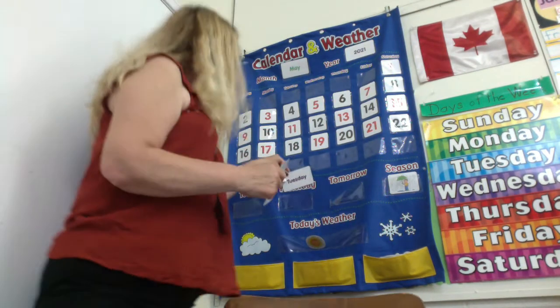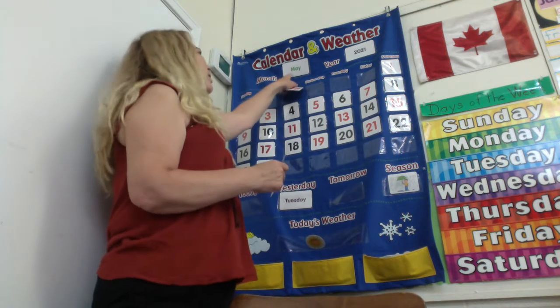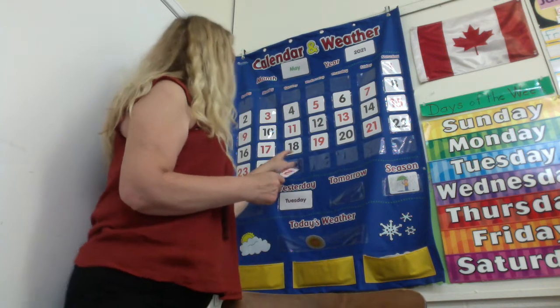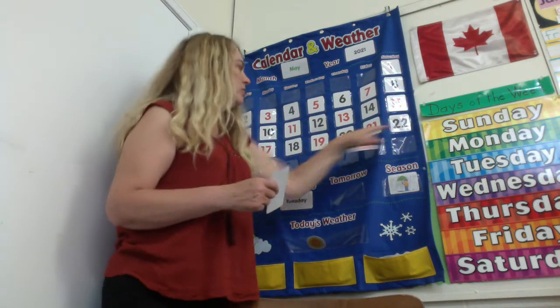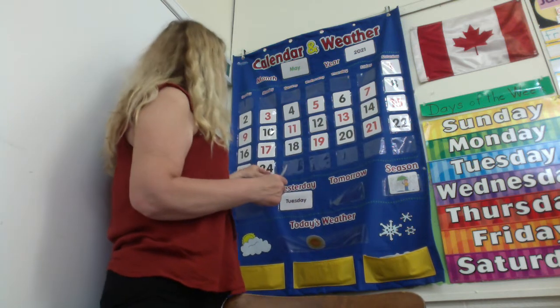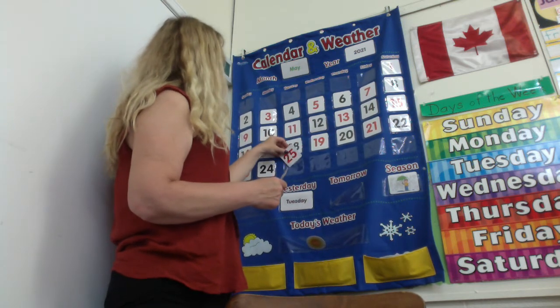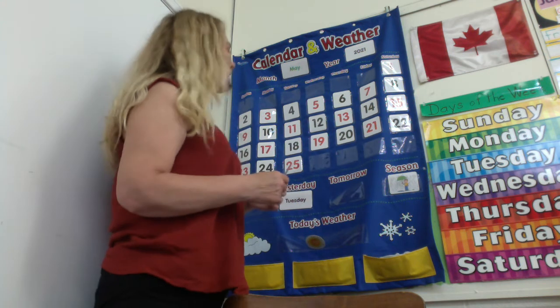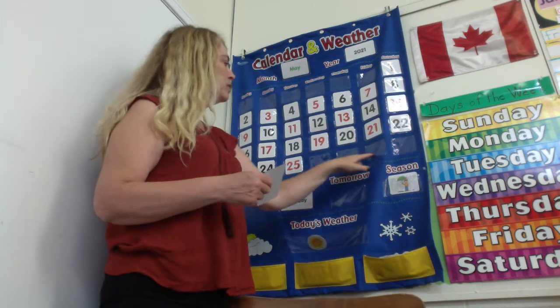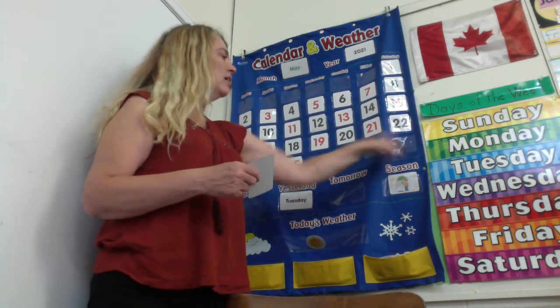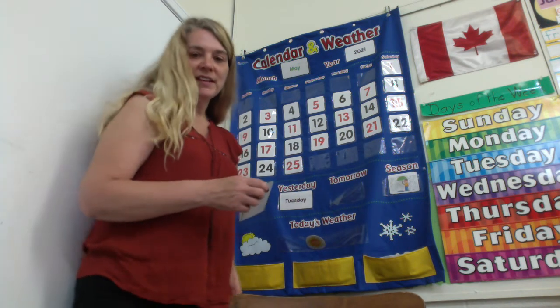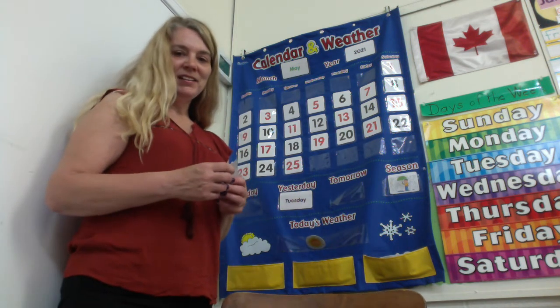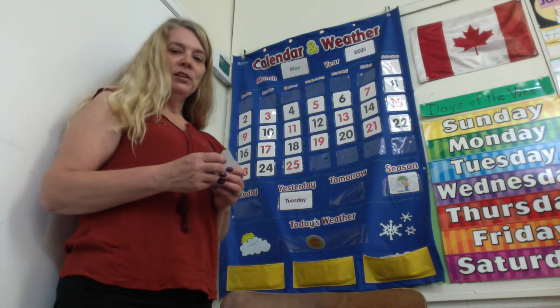So let's put our calendar together. Today is Tuesday, our month is May, and we filled in a lot of squares here for our dates, and we're all the way up to the 25th day of May. You can see we're almost done the month of May. Who knows what the month is that comes after May? If you said June, you're correct.